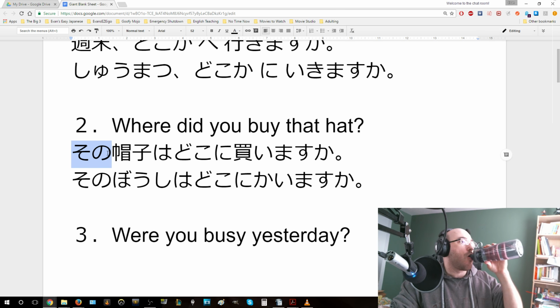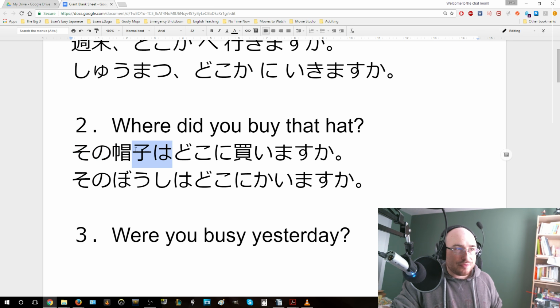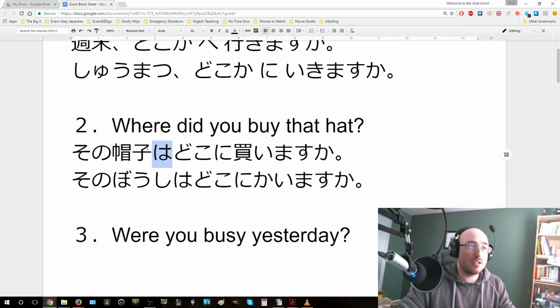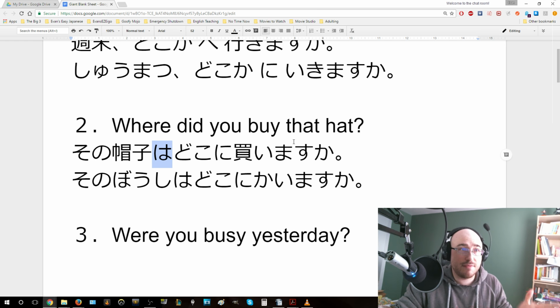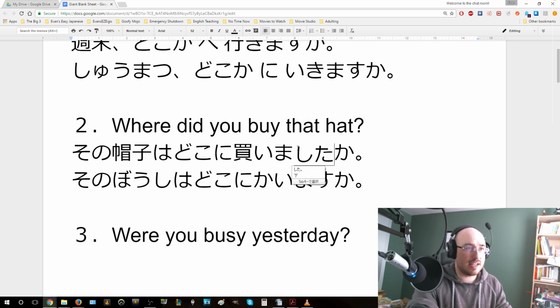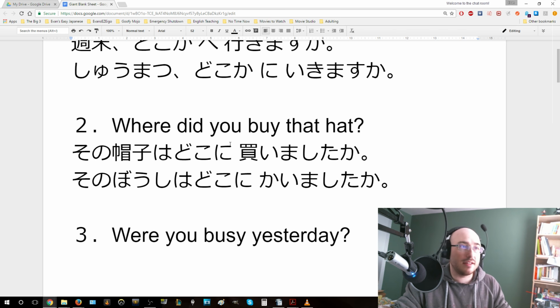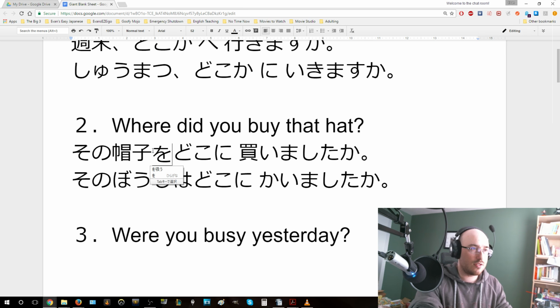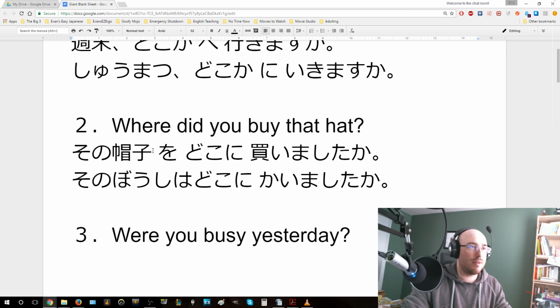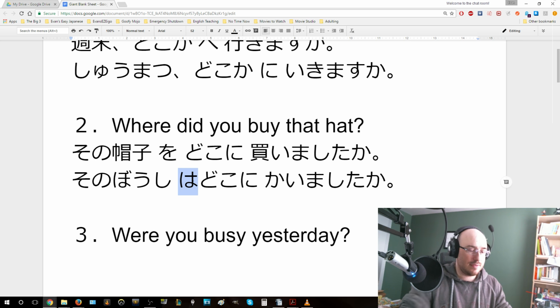Sono. Wa does work. Sono boshi wa doko ni kaimashita ka? First off, it's past tense, so we gotta change that mas to a mashita. I'm not gonna let that slide any longer. Kaimashita, did you buy? Bought. So wa is fine if we're saying like, hey, the hat, where did you buy it? That's fine. However, if you're trying to get more used to your particles, o is the safe spot.